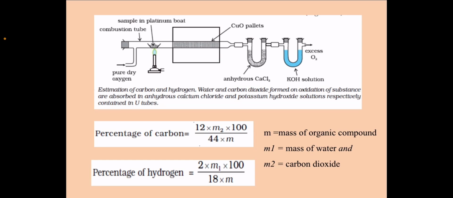So percentage of carbon can be calculated as 12 × m2 × 100 / (44 × m), where m is the mass of the organic compound and m2 is the mass of carbon dioxide. If we want to calculate the percentage of hydrogen, it is 2 × m1 × 100 / (18 × m). Here again m is the mass of organic compound and m1 is the mass of water formed during the reaction.